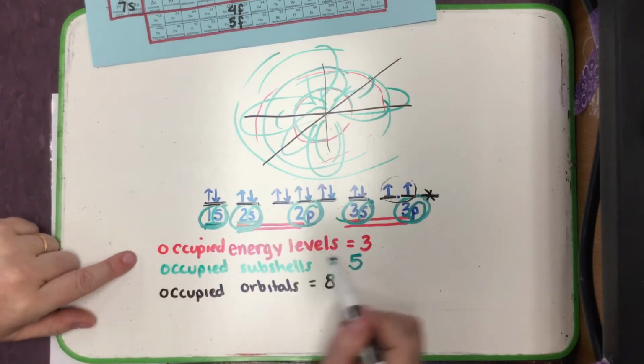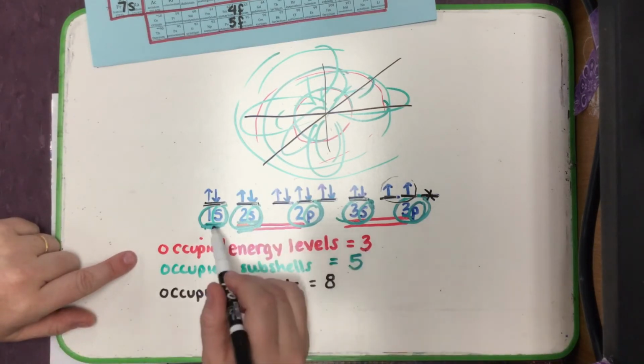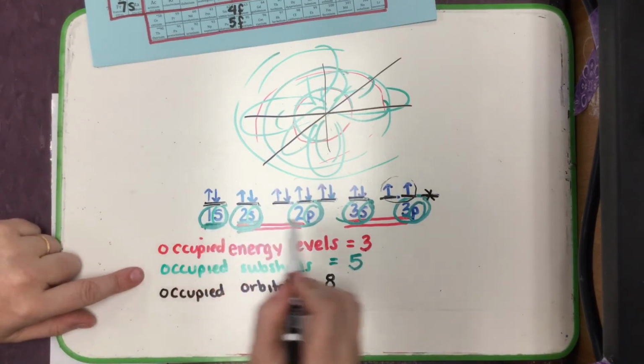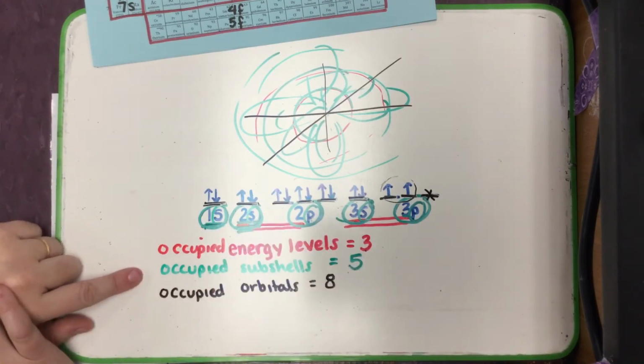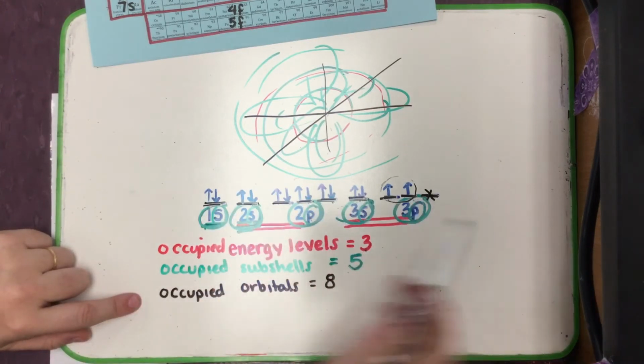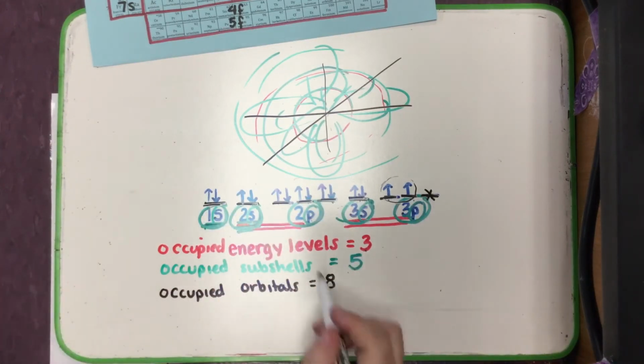So again, energy levels were 3 because there were 3 different numbers. Subshells were 5 because there were 5 number-letter combinations, and orbitals were 8 because there were 8 lines that had at least 1 electron on top of it. Energy levels, subshells, and orbitals.